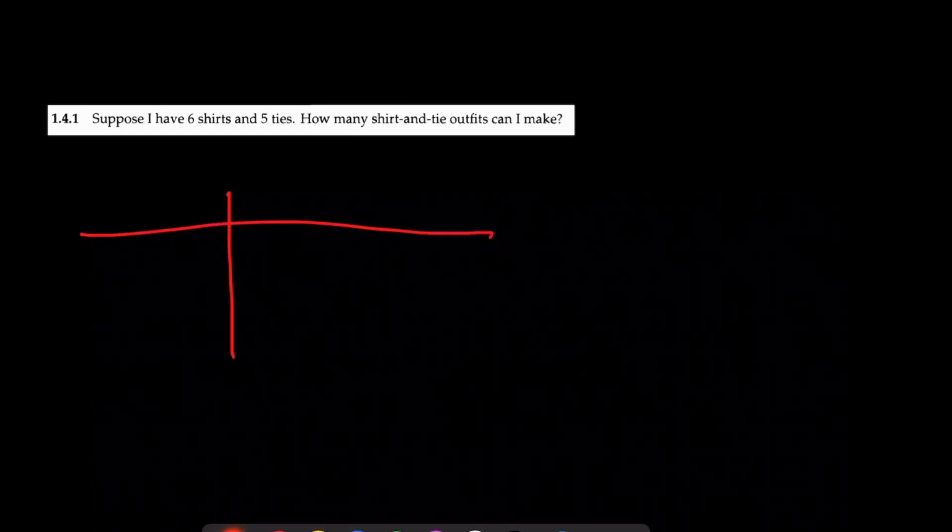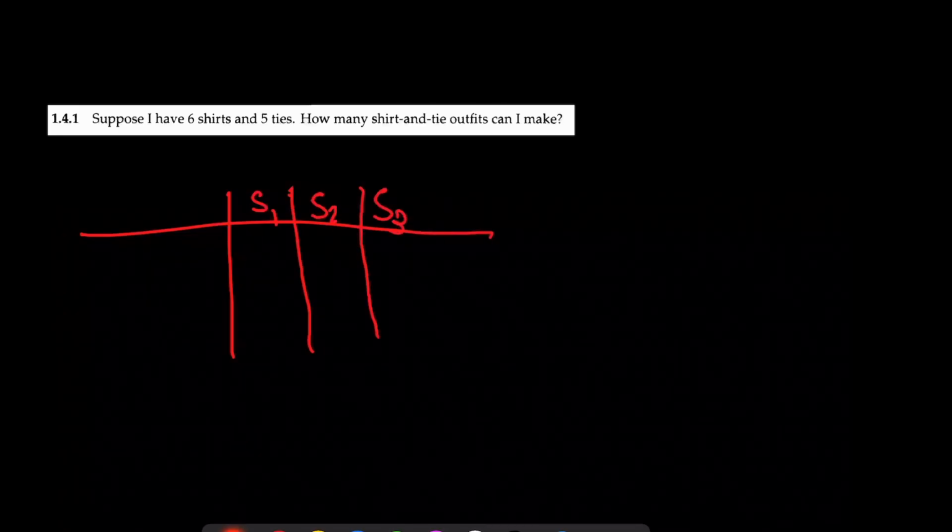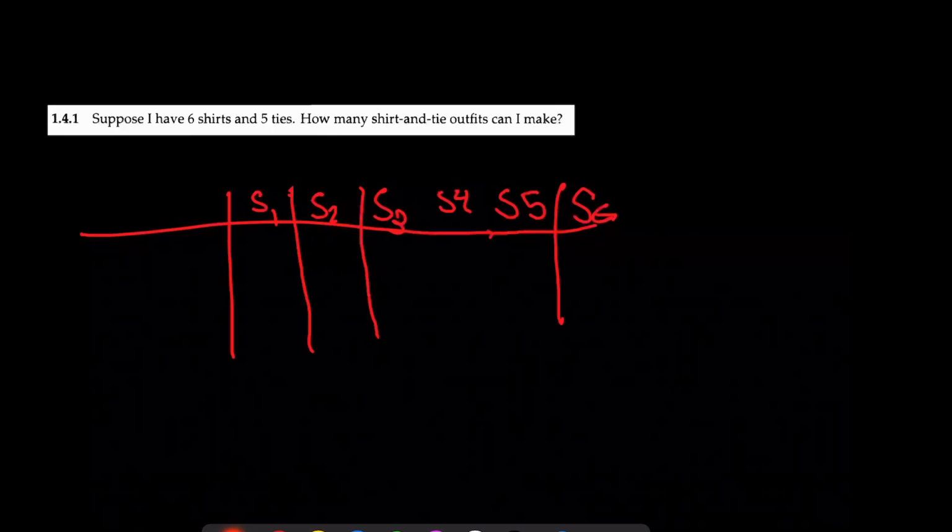Okay, let's go with a different problem. Suppose I have 6 shirts and 5 ties. How many shirt and tie outfits can I make? Well, 6 shirts and 5 ties seems kind of simple, so let's see if we can make a table for it. Okay, shirt number 1, shirt number 2, all the way to shirt number 6. Then we got tie number 1, tie number 2, tie number 3, tie number 4, and tie number 5.